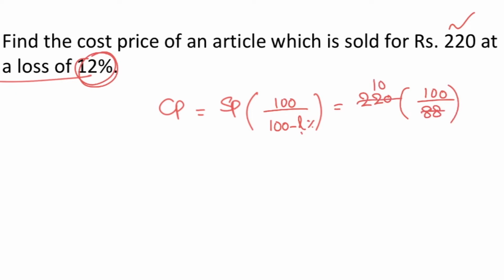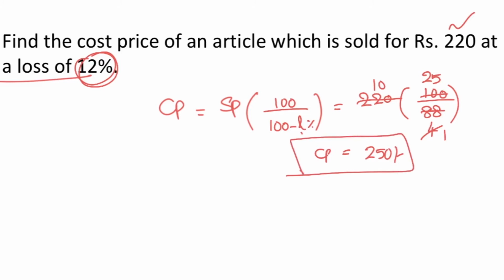22 10 times, 22 4 times. 4 ones 4, 25 times. So the cost price of the article is 250 rupees. Purchased at 250, sold at 220. That's why we are getting some loss.